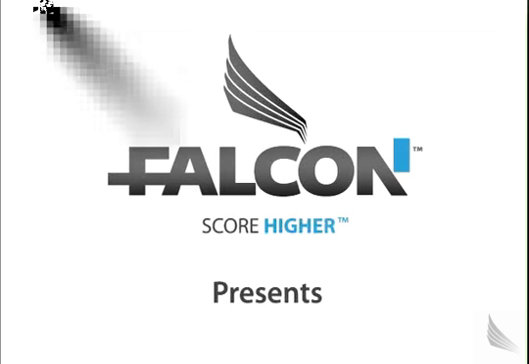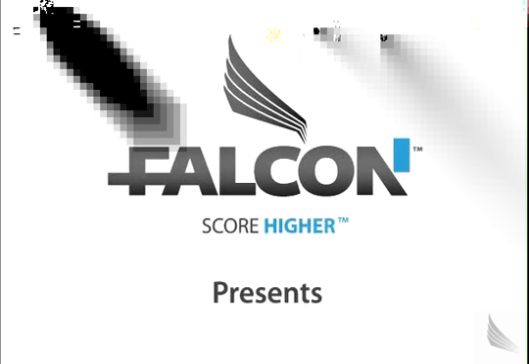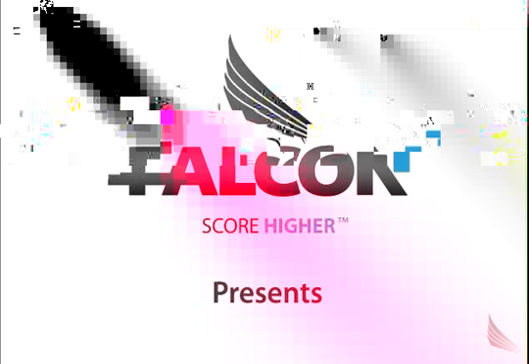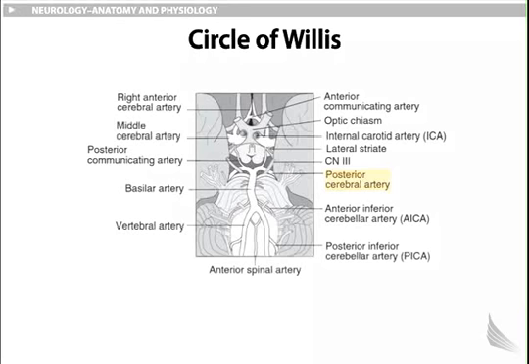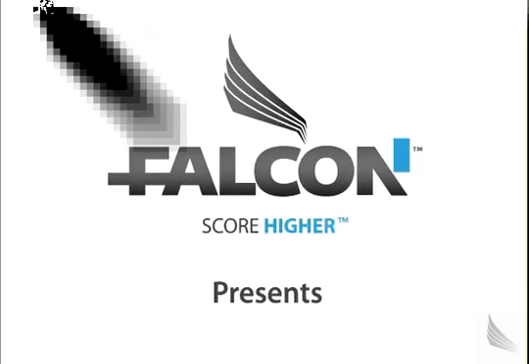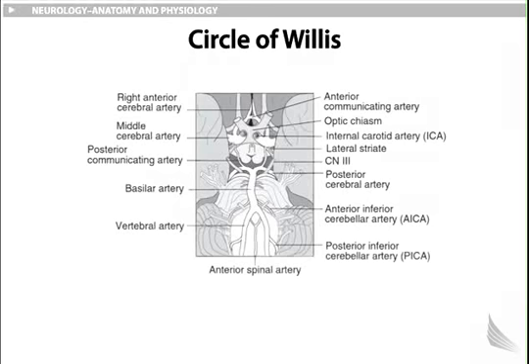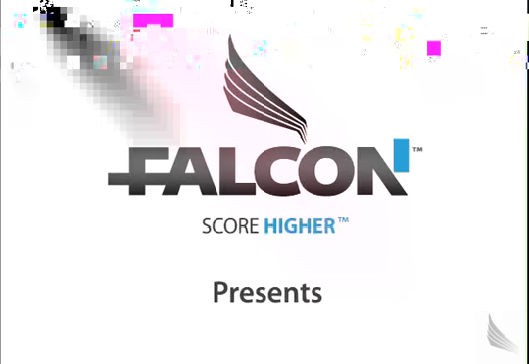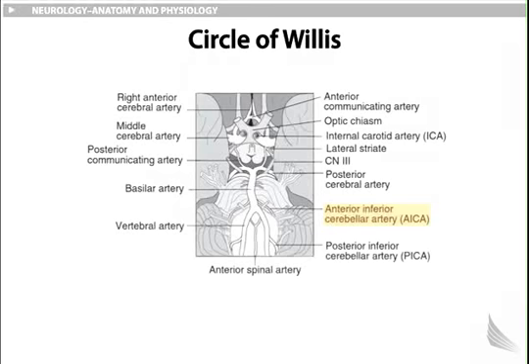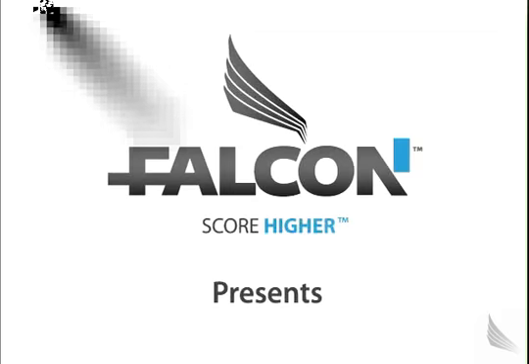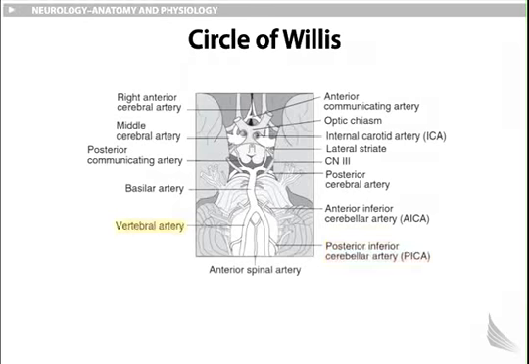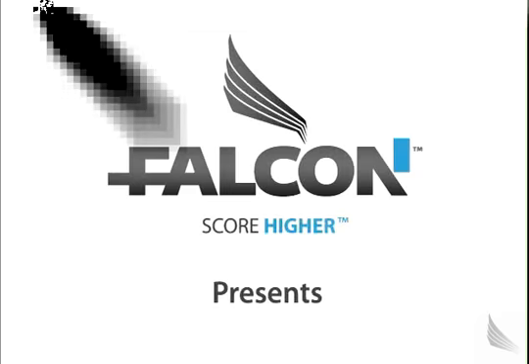The main cerebral branches that were discussed in the previous slide, the anterior cerebral artery, the middle cerebral artery, and the posterior cerebral artery, all come off of the circle of Willis. There are other parts of the posterior circulation that are shown here as well, such as the anterior inferior cerebellar artery, the posterior inferior cerebellar artery, the vertebral arteries, and the anterior spinal artery. These are not part of the circle of Willis, but are shown here for reference.